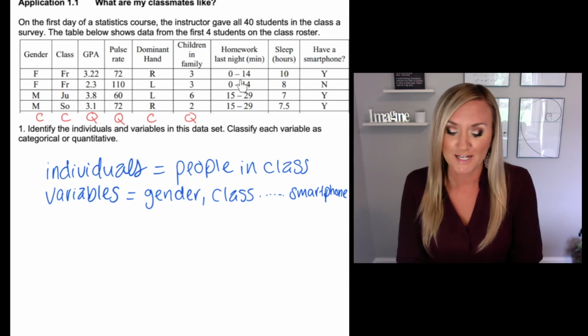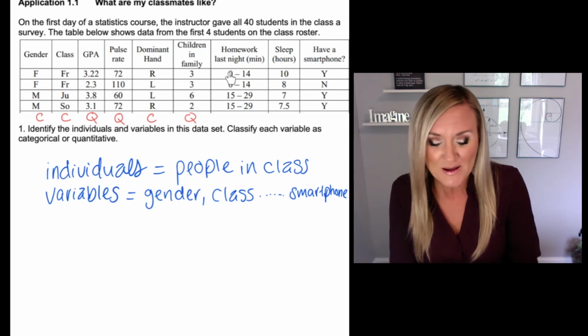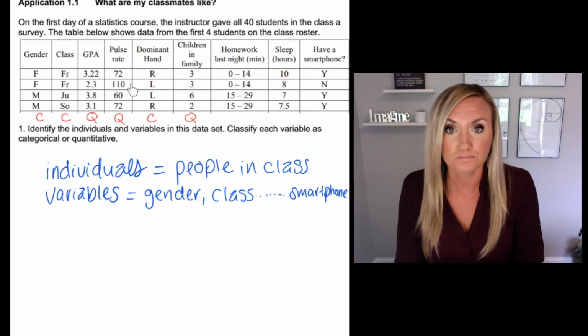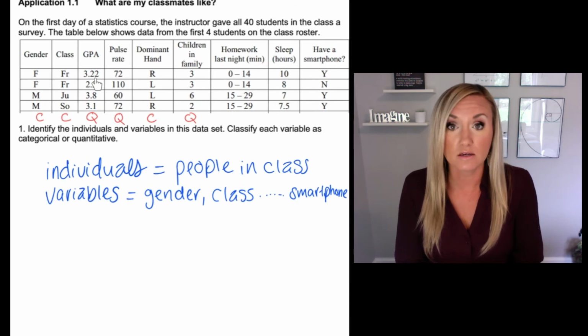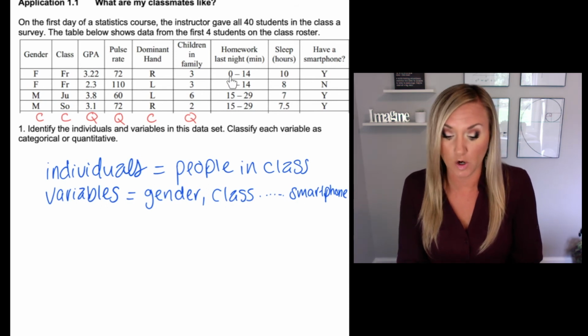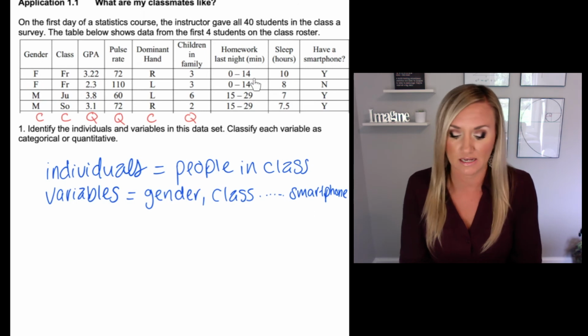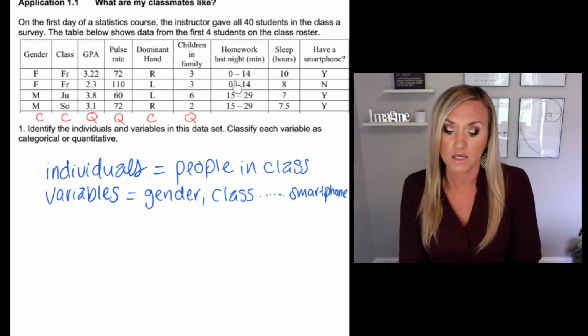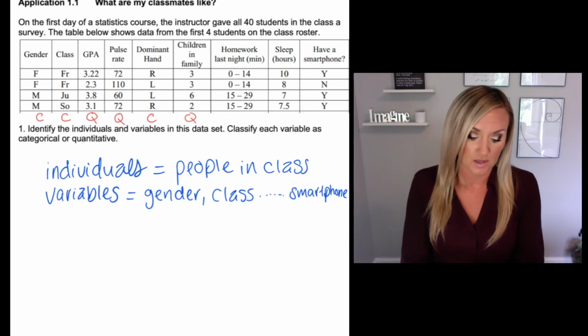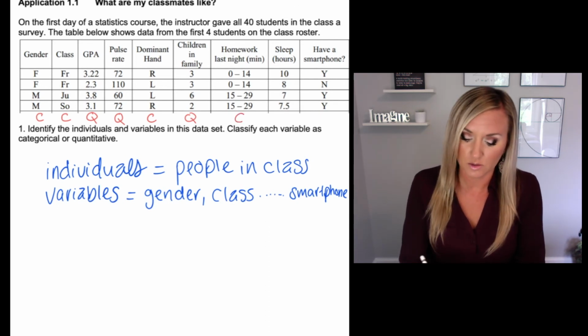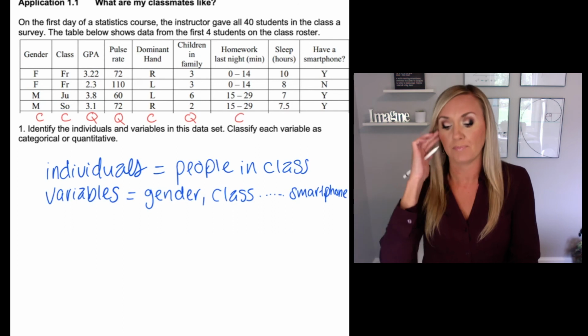Okay, anyways, so 0 to 14, that is an interval. Right? So this individual, this female here, her homework, she ranges anywhere between 0 and 14. So that would be a category. This was 15 through 29. So always look at that a little bit more closely.